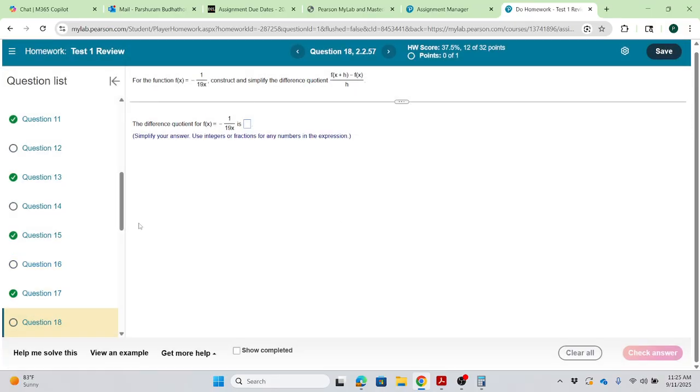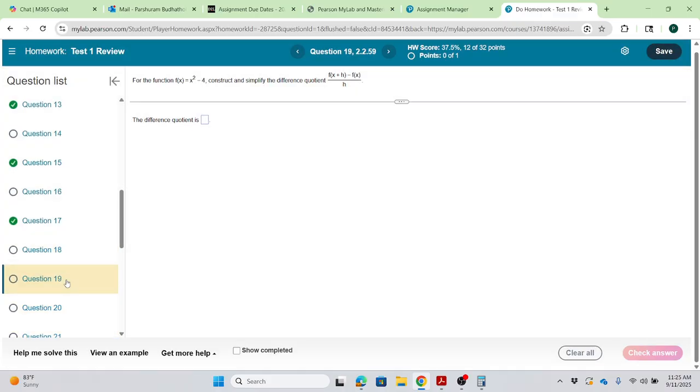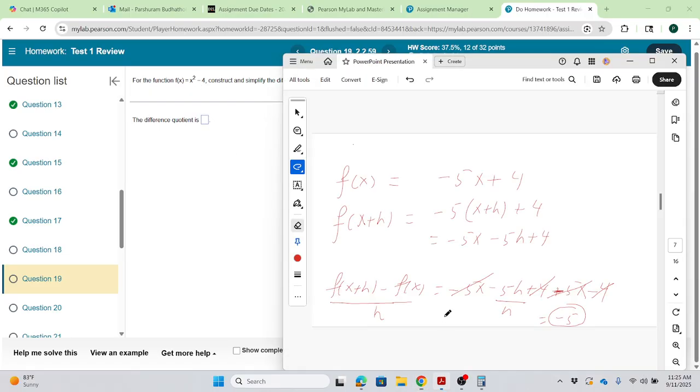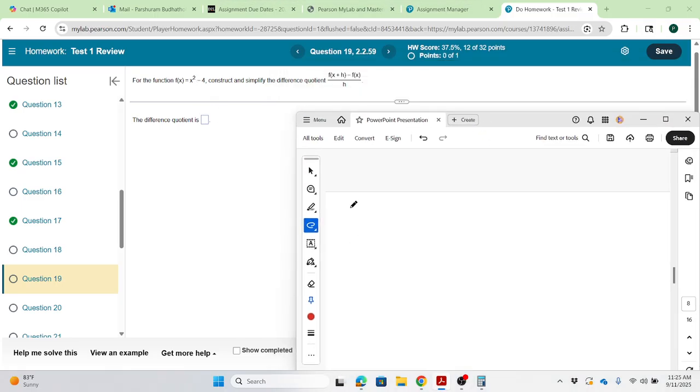One more time, find the difference quotient. So I'm going to skip it. Go to the next problem. Again, difference quotient. You just have to do a little bit of simplification here. Keep in mind, I'm going to show you one step here.